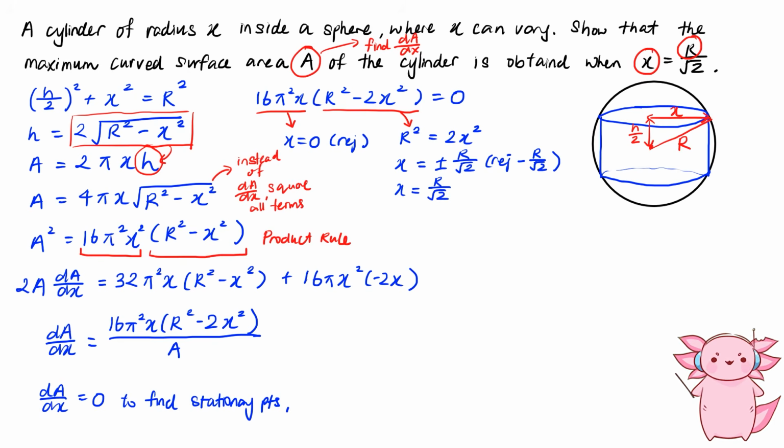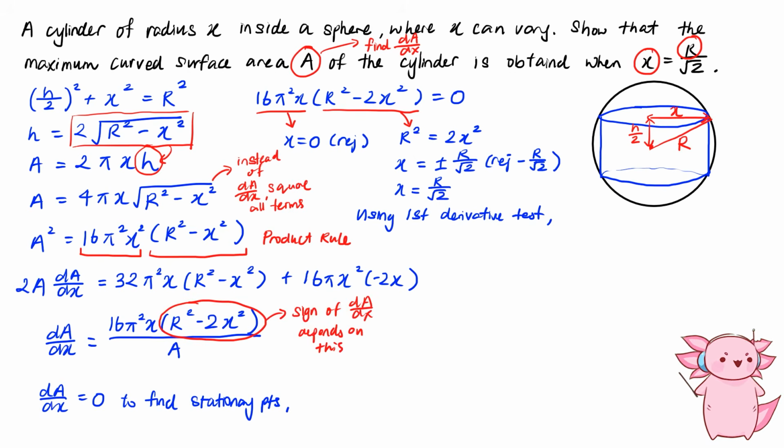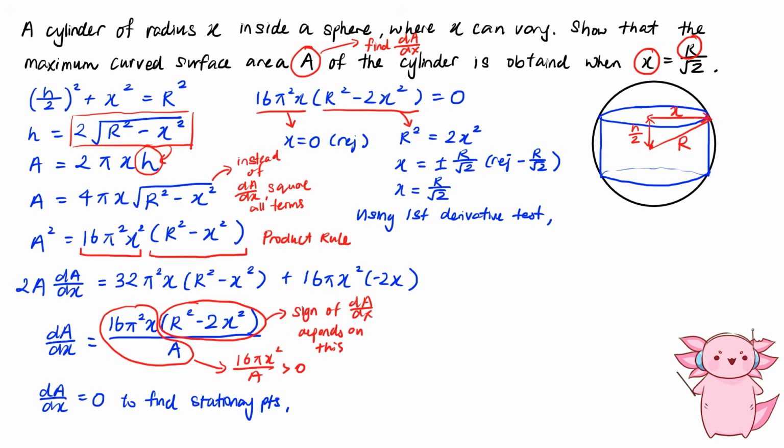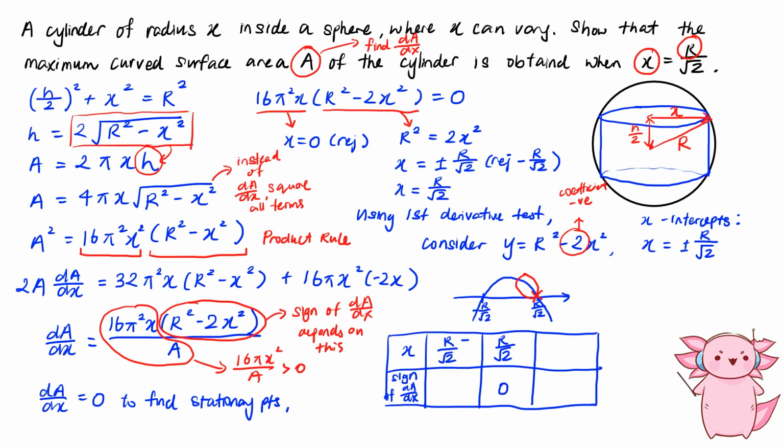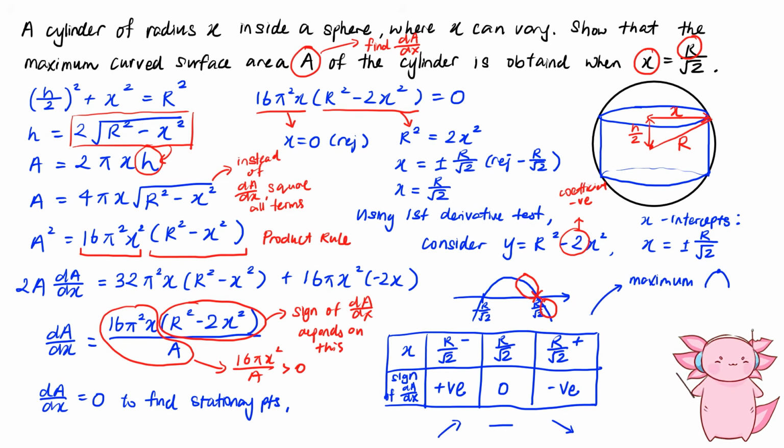So let's try to perform the first derivative test this time, where we notice that our dA/dx function only depends on r squared minus 2x squared, since this front part over here is always positive. Sketching the graph of this function, we can analyze this stationary point over here, where to the left of it, dA/dx is positive, and to the right of it, it's negative. So we know that it is a maximum.